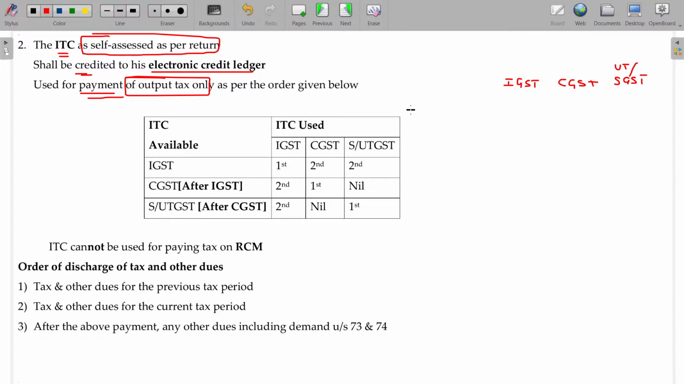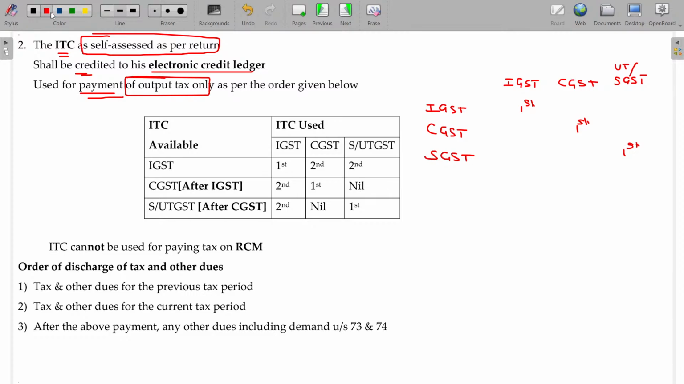Now, IGST can be used for IGST purpose. CGST can be used for CGST purpose. SGST, UTGST can be used for the respective state only. Respective state only.